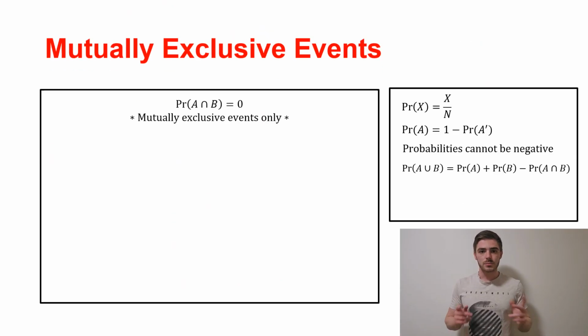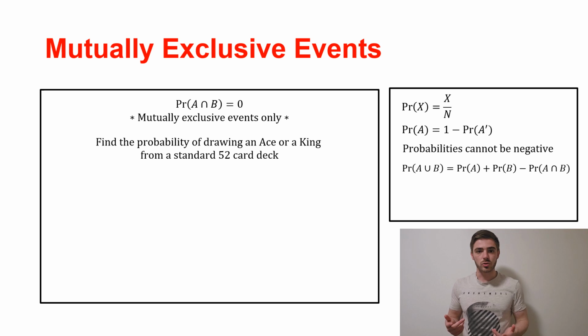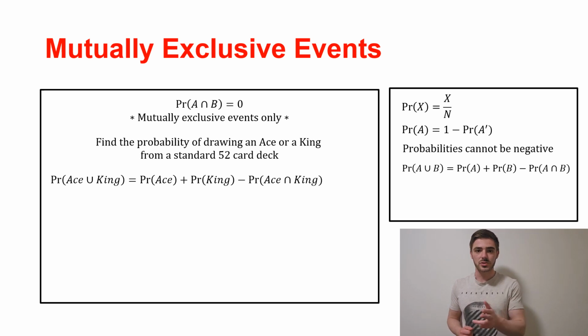Two events are considered mutually exclusive if there's no intersection shared between them. That is, P(A intersection B) equals 0. All this means is that both things cannot be true at the same time. If we're trying to find the probability of drawing either an ace or a king from a standard deck of 52 cards, then we can use the union equation. We just need to know what each of those terms are.